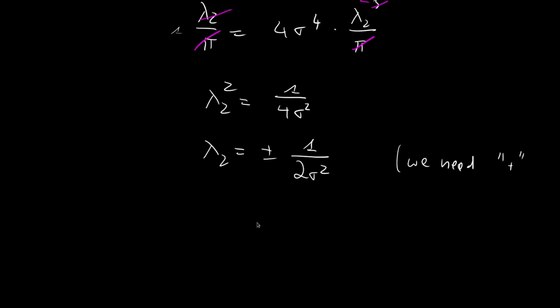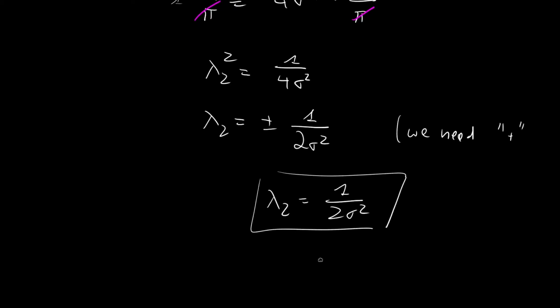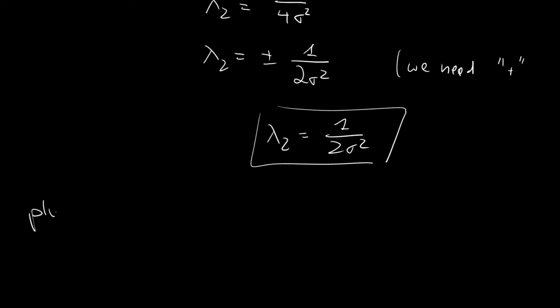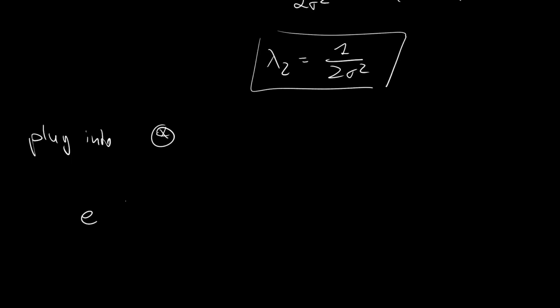And then we have that lambda 2 is plus, but I don't write it down, 1 over 2 sigma squared. And with this, we found our next parameter or our next unknown. Fantastic. It's a long journey, right? Then we can plug this into the first nonlinear equation. So we plug this into star, and then we have e to the minus 1 minus lambda 0 times the square root of pi divided by 1 over 2 sigma squared has to be equal to 1.